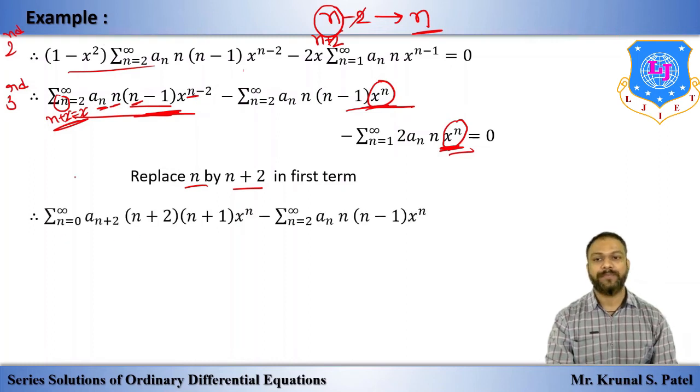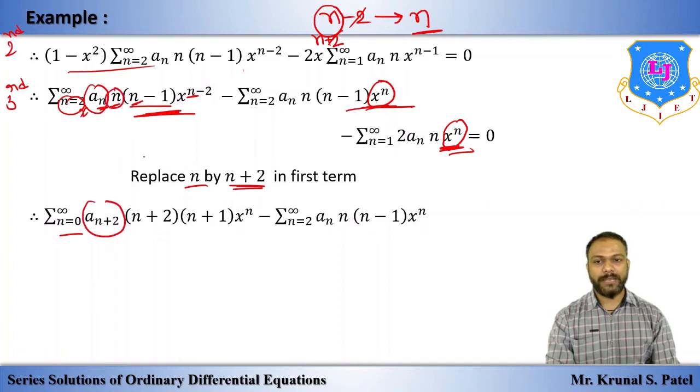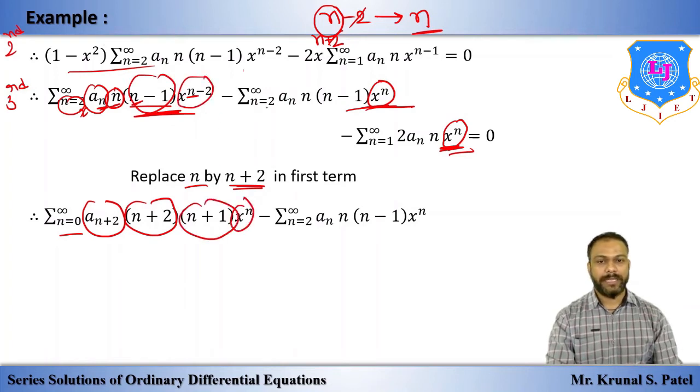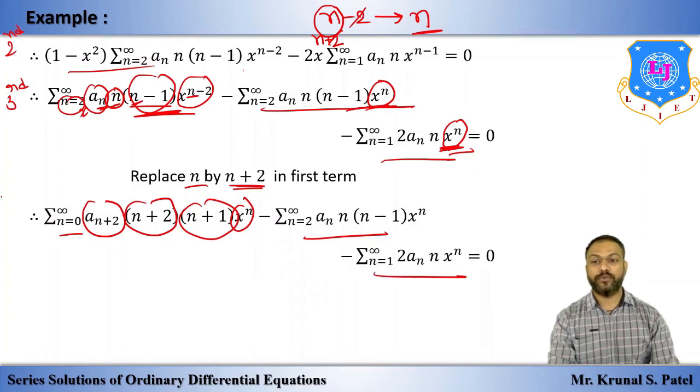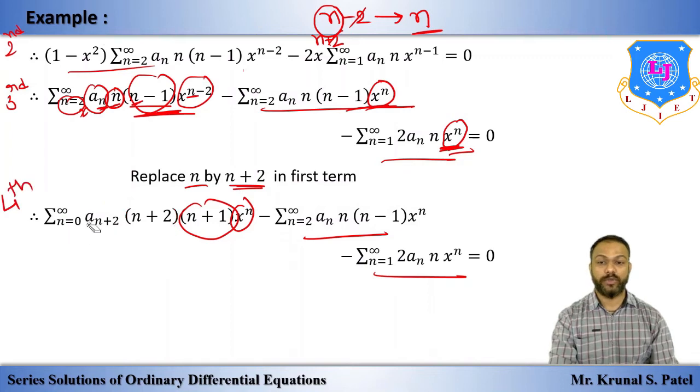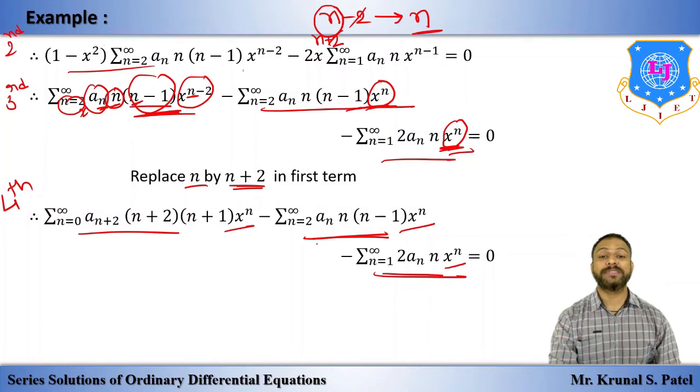So we have this step, n equal to 0, because of n plus 2. This a_n becomes a_(n+2), this n becomes n plus 2, and this n minus 1 becomes n plus 1. This x raised to n minus 2 becomes x raised to n. And this step is as it is, and this step is also as it is. Okay, so this is our fourth step, make the power of x equal. Now you can see we have x raised to n in all these three terms.